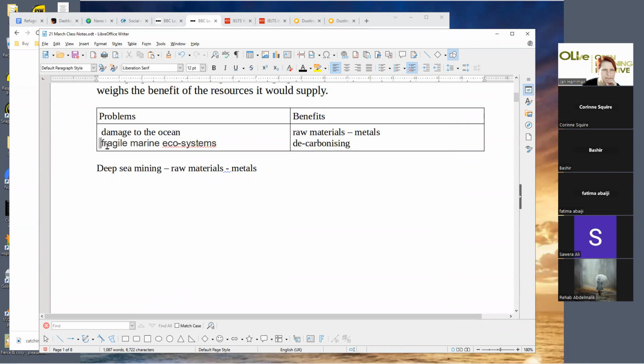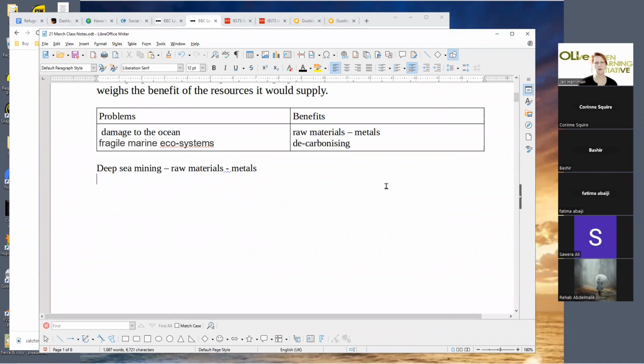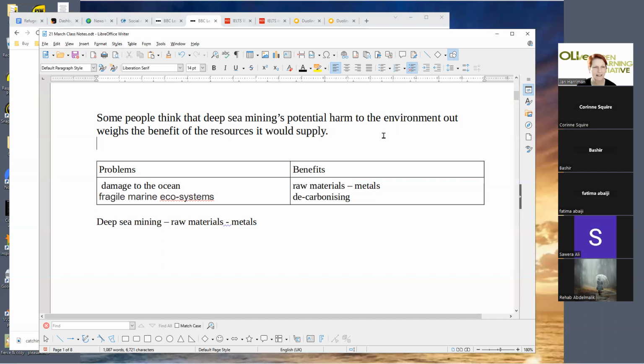So the question is, which is going to give us more? So what this statement is saying. I set this statement up like a Task 2 exam question. And this would be followed by: discuss both sides and give your opinion.